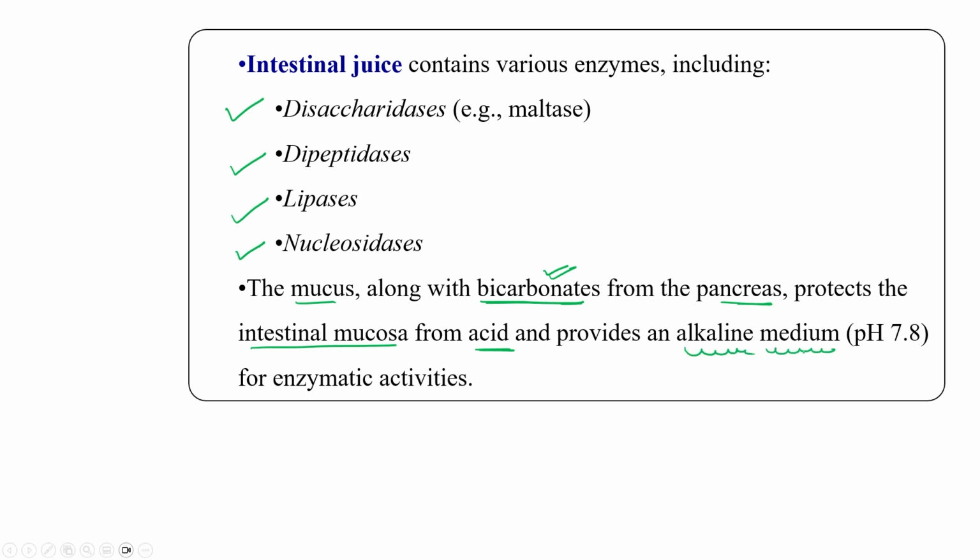In the stomach, there is an acidic medium because of the presence of HCl. But in the intestine, because of the bicarbonate ions released by the pancreas and the mucus, that acidic pH gets converted into an alkaline medium, and the pH is about 7.8. And this pH is suitable for the activity of these enzymes: disaccharidases, dipeptidases, lipases, and nucleosidases.